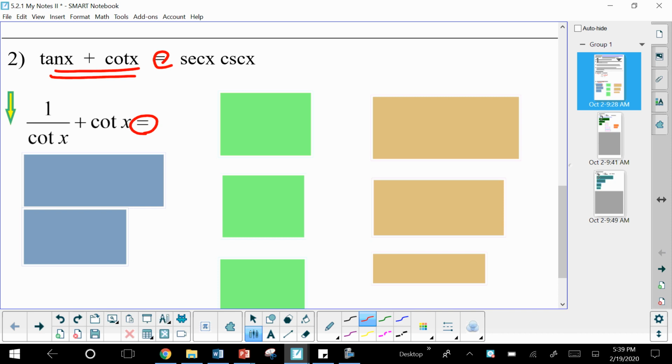It's really important. Okay, so keep moving along here. Somehow I need to get the 1 over cotangent x plus cotangent x to look like the right-hand side. Well, anytime we have fractions and we want to add them together, we can get a common denominator.